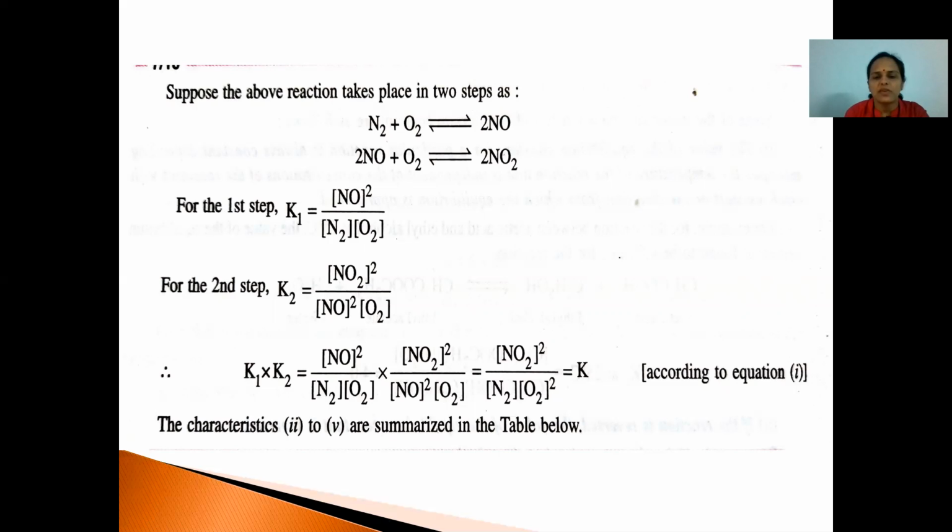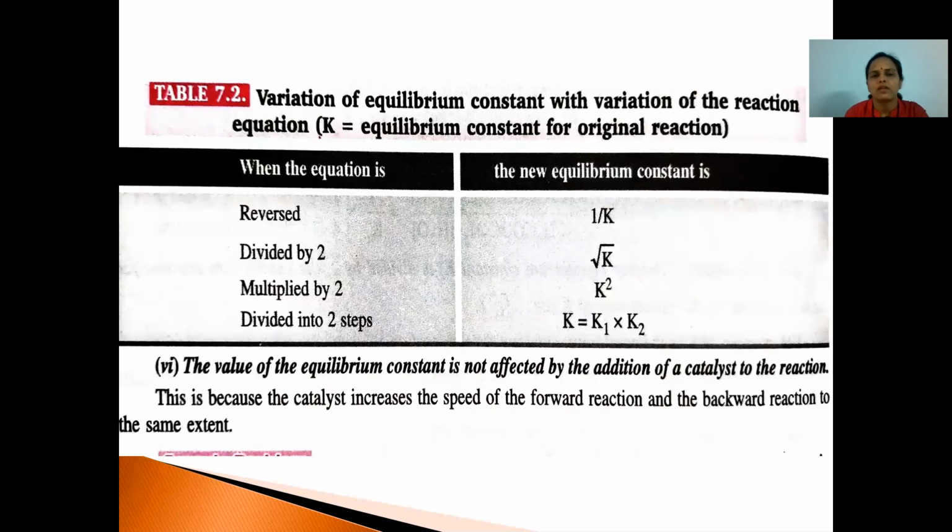And we can summarize these characteristics in the table given below. When the equation is reversed, the new equilibrium constant is 1 by K, inverse. When the equation is divided by 2, the new equilibrium constant is root over K. When the equation is multiplied by 2, the new equilibrium constant is K square. When the equation is divided into two steps, the new equilibrium constant is K equals K1 into K2.